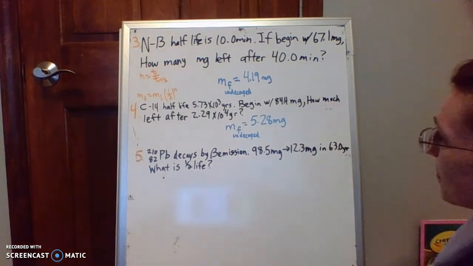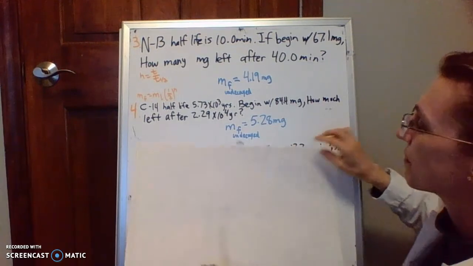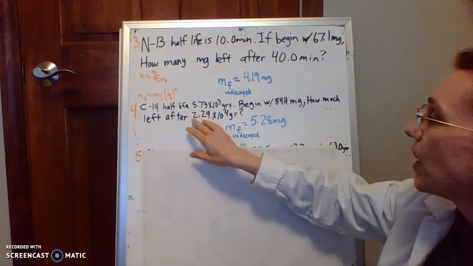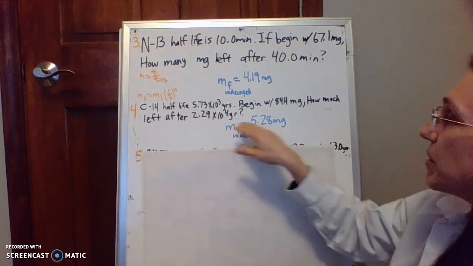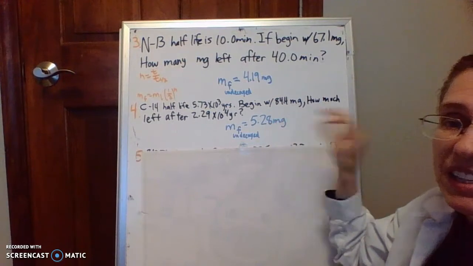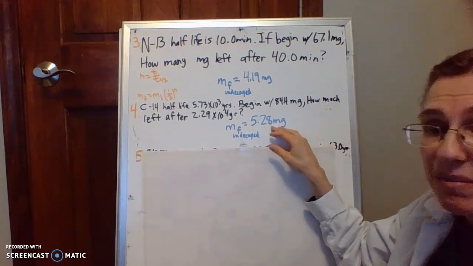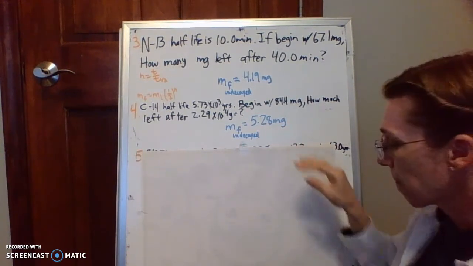The next problem is exactly the same thing. Let me cover this up so that we can focus in on just what we've got here. It asks for how much remains as well. It's got some different numbers, but it's basically plugging it directly into the formula. So the answer is 5.28 milligrams. So try that one. Make sure you're getting the correct answer.